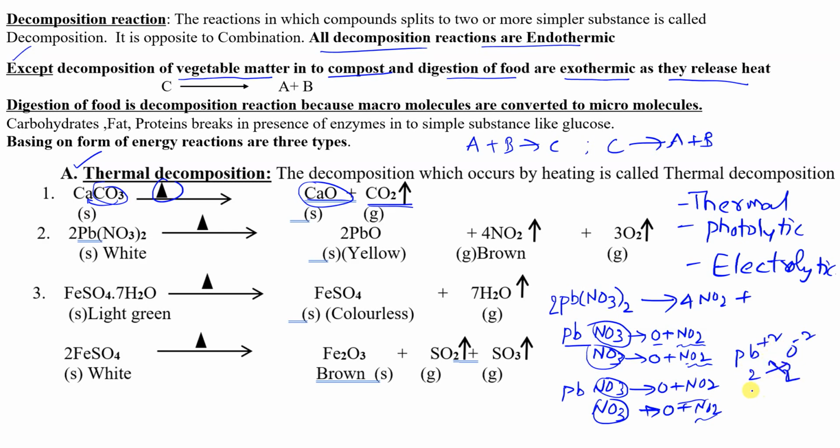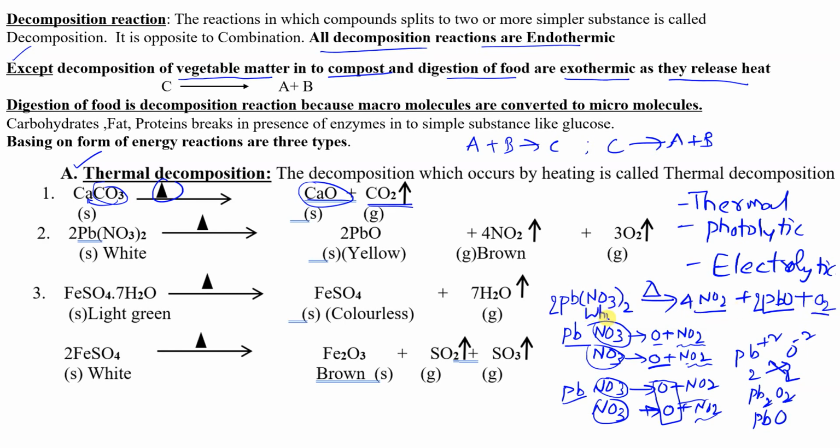If you crisscross, Pb2O2, that means multiples are there, we can cancel. The final formula is PbO. 2 Pb's are there, so write 2PbO. That means one Pb combines with one oxygen, and the other Pb combines with the other oxygen. What is left finally? 2 oxygens, so O2. That means when you heat lead nitrate, we get nitrogen dioxide, lead oxide plus oxygen gas.